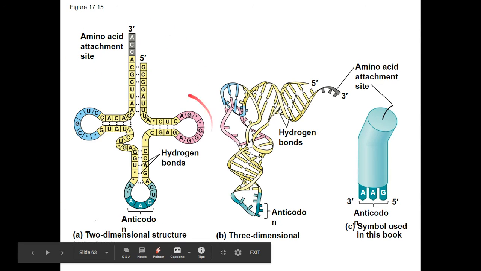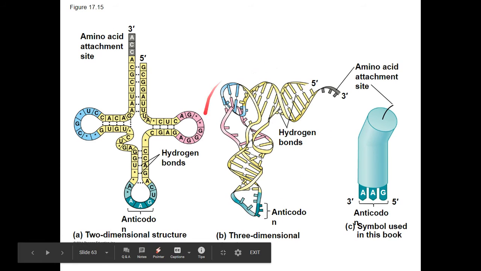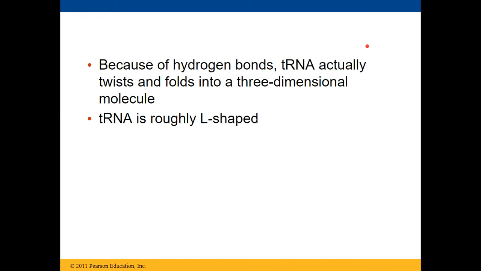Chemically, it's that 3-leaf clover. 3-dimensionally, obviously, it's much more complex. And then we use this cylindrical symbol in the book. So down here is your anticodon, and then your amino acid attachment sites up here. Because of hydrogen bonding, transfer RNA actually twists and folds into a 3-dimensional shape, and it creates something that's roughly L-shaped.